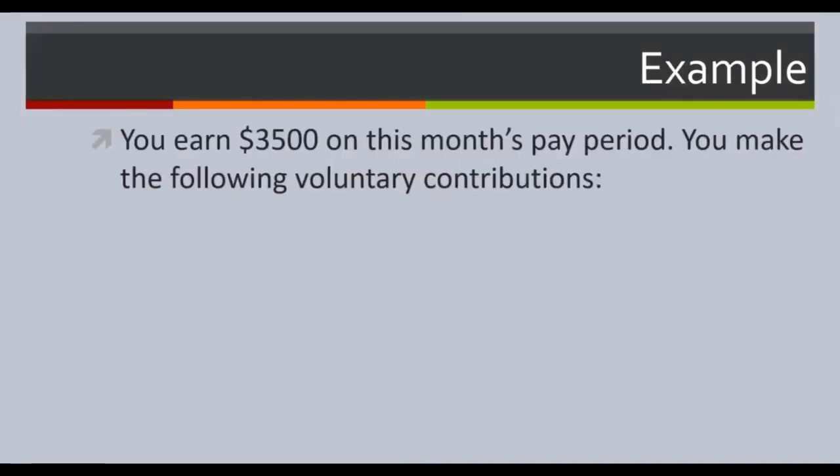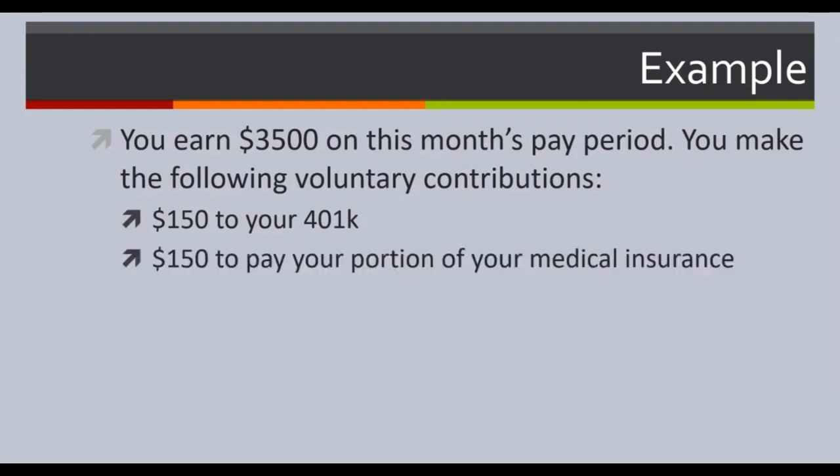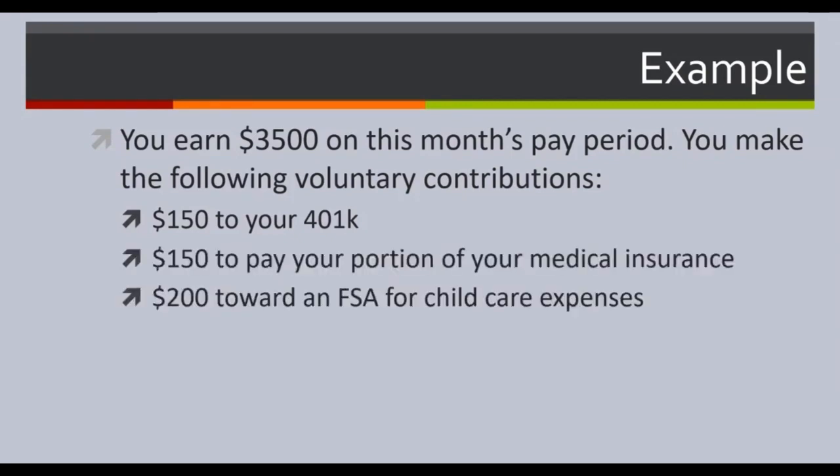So then your final example, again in the lower left corner of your notes, now includes some pre-tax deductions. In this case, you earn $3,500 in the month's period. You make the following voluntary contributions or pre-tax contributions: 150 into your 401k, 150 into paying for your medical insurance, $200 into an FSA, a flex spending account for childcare expenses. Those are all tax deductible. Those are all pre-tax deductions.